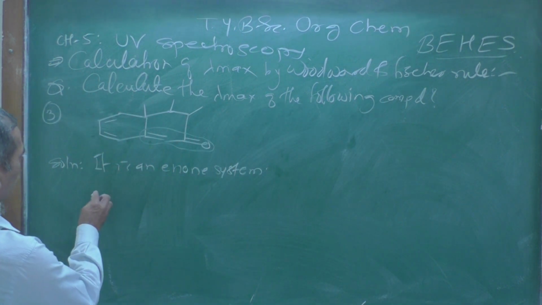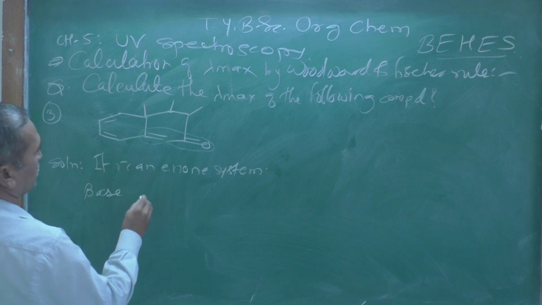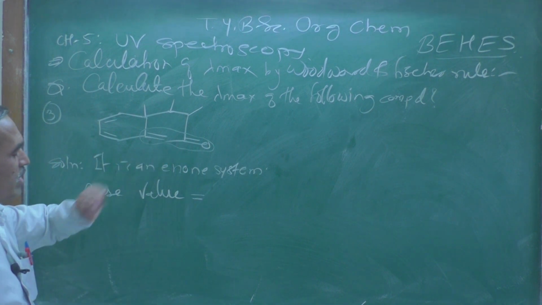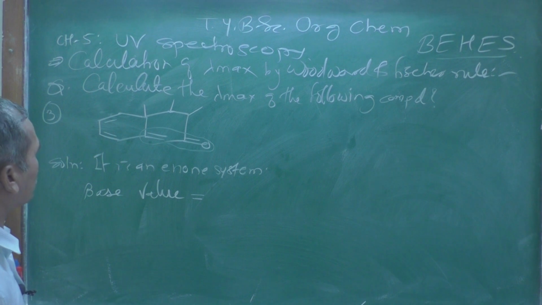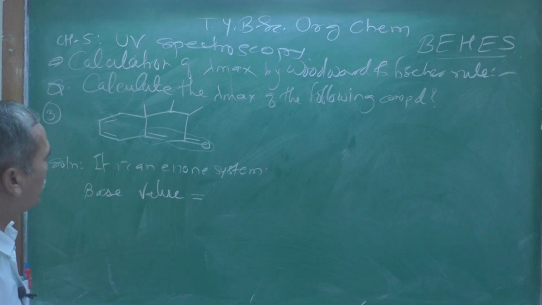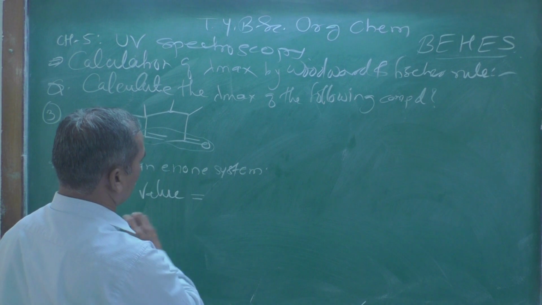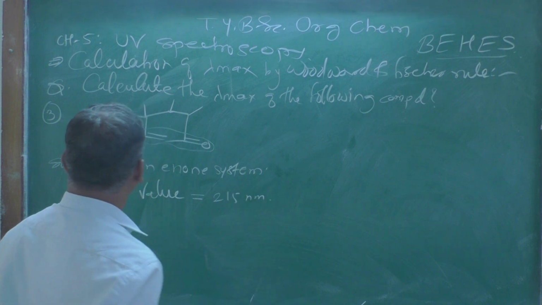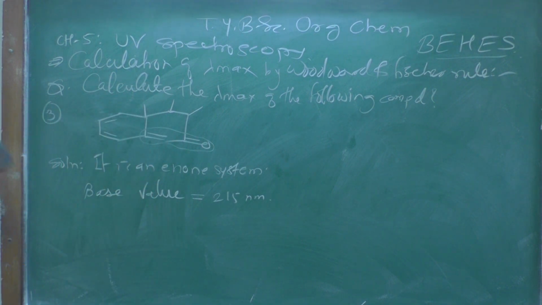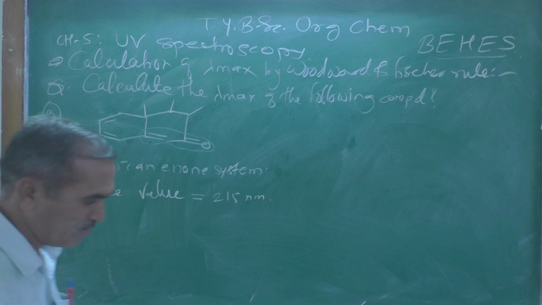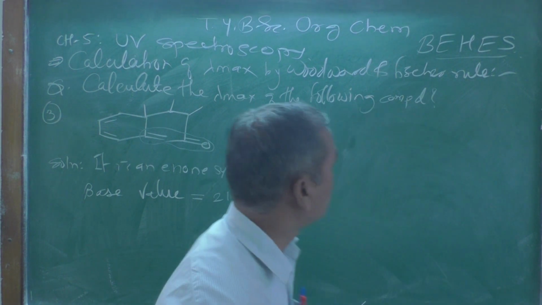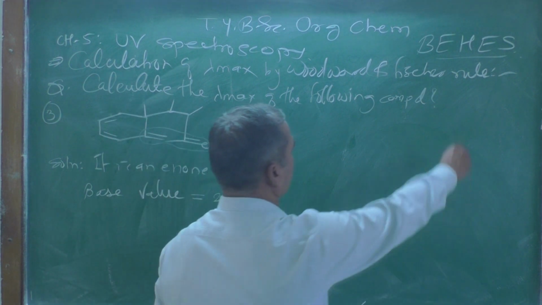Now the base value for this. Look here, the carbonyl group is attached to a 6-membered ring, therefore the base value for this enone system should be 215 nanometer, right? Now what is next? If you write 215 nanometer, half of the work is done here. Now the rest of the things, look here.